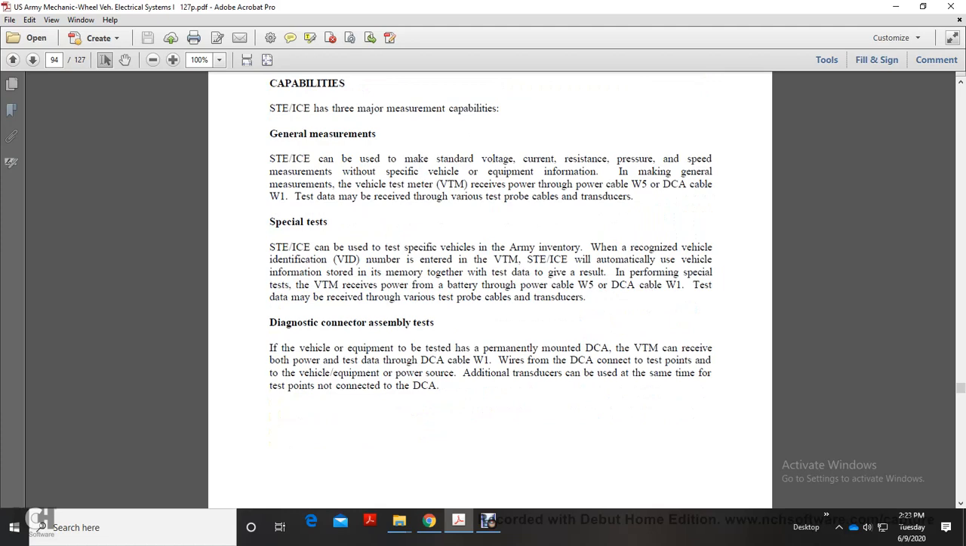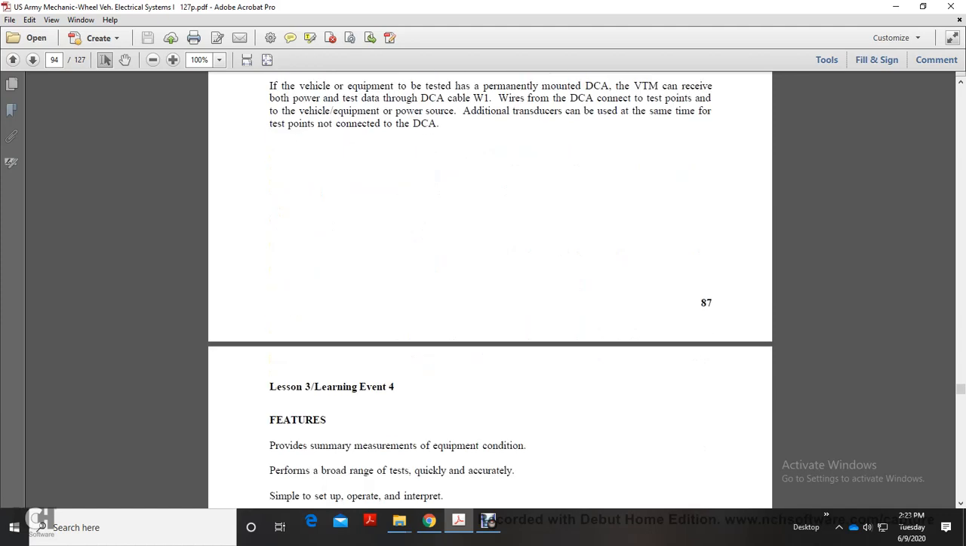And then you have your diagnostic connector assembly test. The vehicle equipment will be tested through the permanent DCA with the vehicle test meter, which receives power and test data from the DCA through the cable to W1. The wire of the DCA connects with the test points on the vehicle equipment. The power source with additional transducers can be used at the same time with the test points of the DCA.